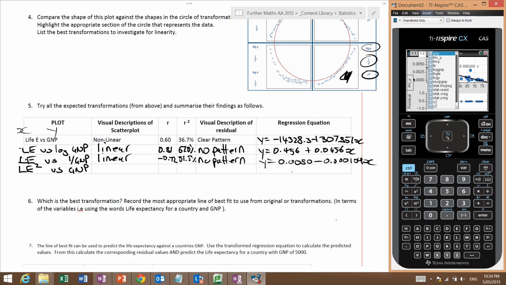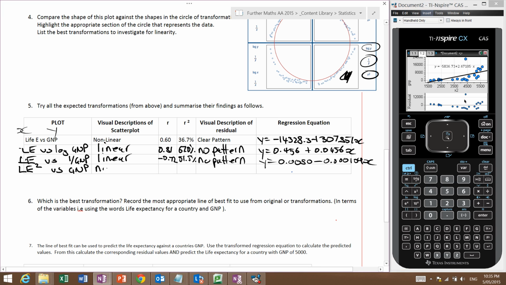Let's look at the x squared one now. So we need to convert that one back to GNP. We need to take this one and go x squared. And we look at the data there, and that's not linear. Okay, that's not linear. We'll come back to the R. There's a pattern.